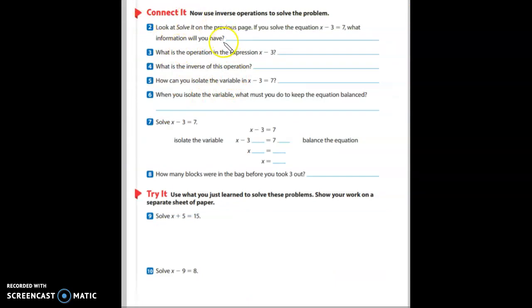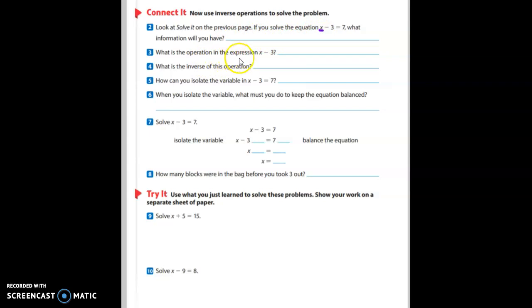Looking at this side of our page, it says look at the solve it on the previous page, which is what we just did. If you solve the equation x minus 3 equals 7, what information will you have? Well, to solve it would mean that we would find out how many blocks were in the original bag, or what the value of x is. You could write that here. I'm not going to write it using this tool, obviously, because I'm not that great at using this little hand tool thing, but basically you're finding out the value of x, or in this case, how many blocks were actually in the bag before we took away 3.